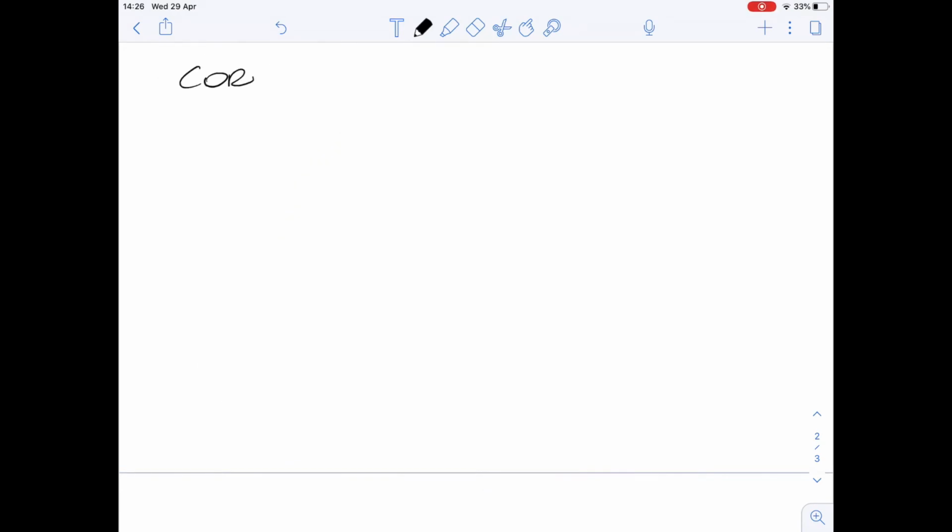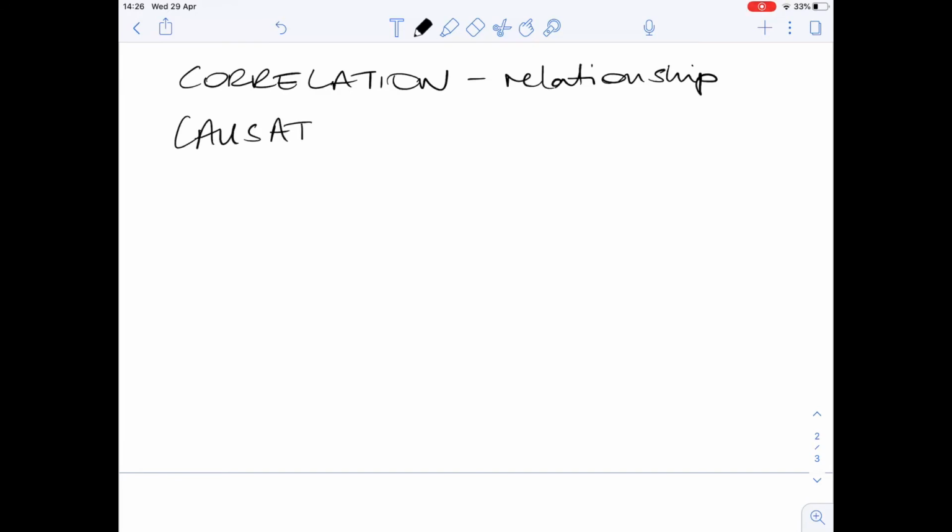Two new words that we need to know about: correlation and causation. Correlation is a relationship or connection between things. For example, there is a correlation between the use of artificial fertilizers and a decrease in trout population size. Causation is when a change in one factor is the reason for a change in another factor. It's much more difficult to demonstrate than correlation.